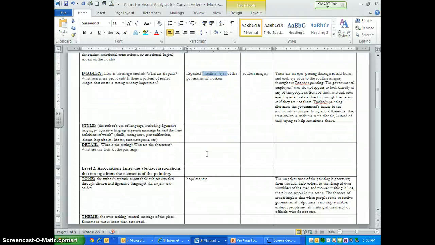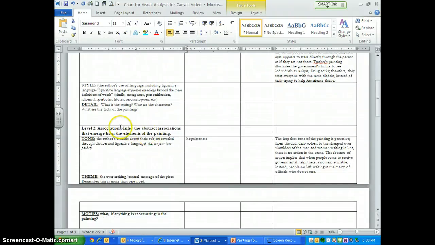Okay, so then I'm going to go on to my next level of analysis, and these are the things where you have to start piecing things together in your own mind. And that's what you have to do with tone. You have to think about what you have seen, and then what you are taking away from it. So I'm talking about the hopeless tone, the hopelessness of the people in the line that are in front of the government.